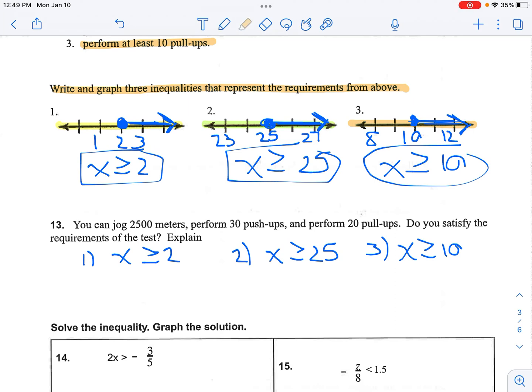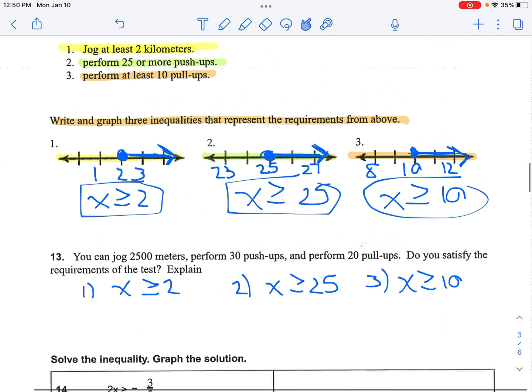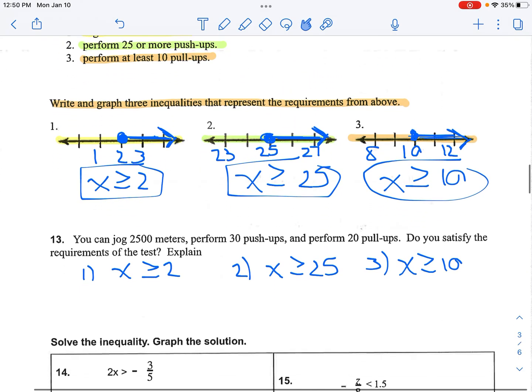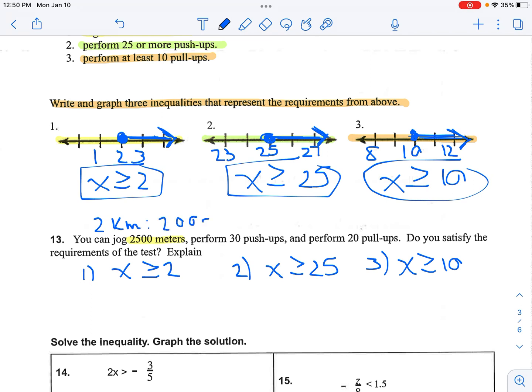So now what I'm going to do is substitute. The first one said jog at least 2 kilometers, and this says 2,500 meters. So 2 kilometers is equal to 2,000 meters. If I convert this to 2,000 meters and then substitute, is 2,500 meters greater than or equal to 2,000 meters? Check. Yes, I met the requirement for running.